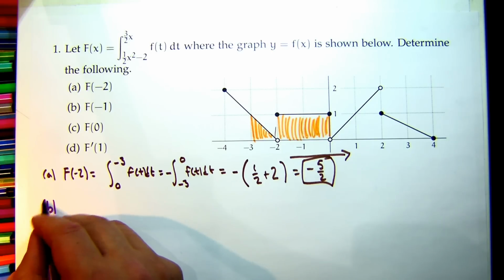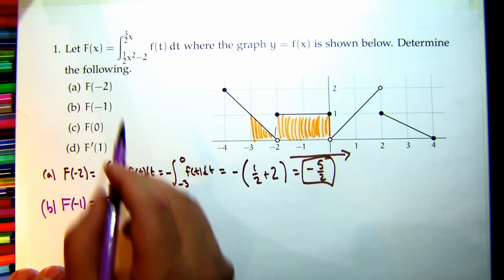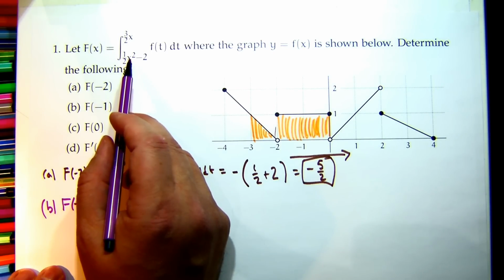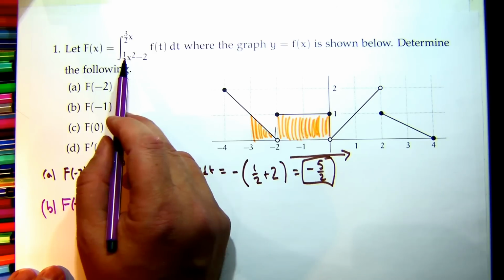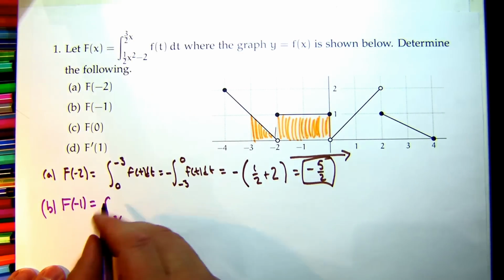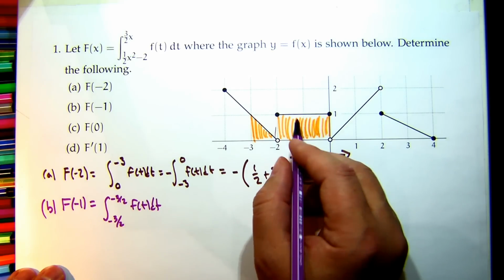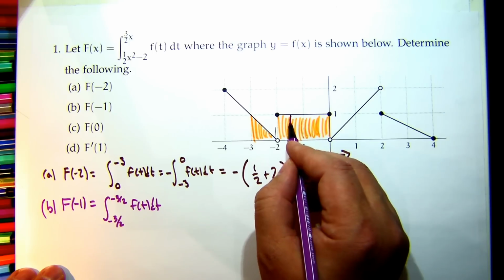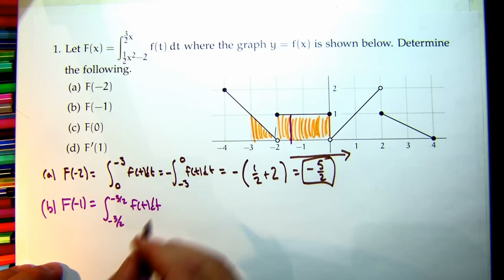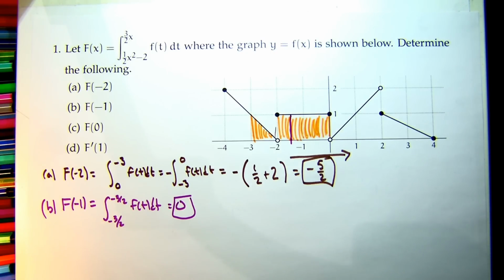F of -1. Well, that's the integral. When I plug in -1 squared is 1. So that's a half minus 2. So that's -3 halves. Plug in -1, -3 halves. F of t dt. So what do I get when I integrate from -3 halves to -3 halves? 0. So if you ever see the bounds match, you're done. It's 0. All right. That one's not so bad.